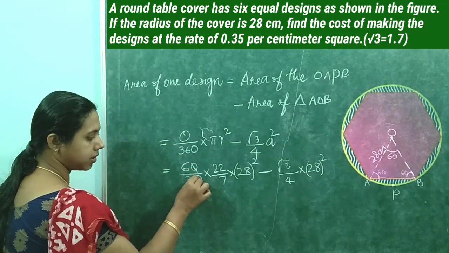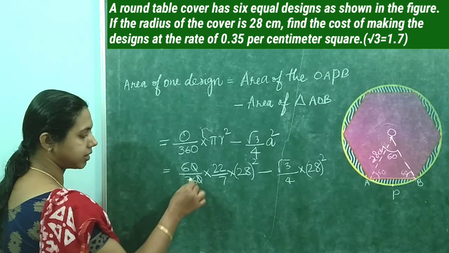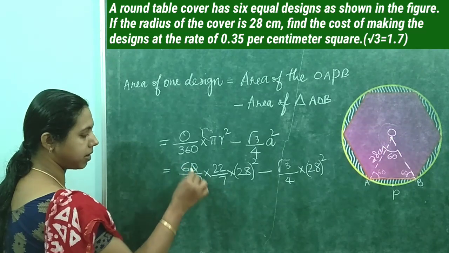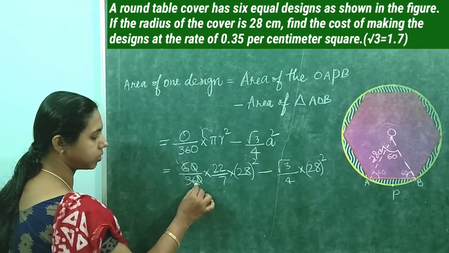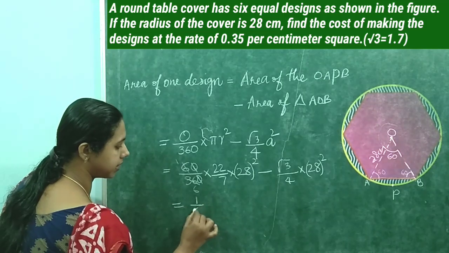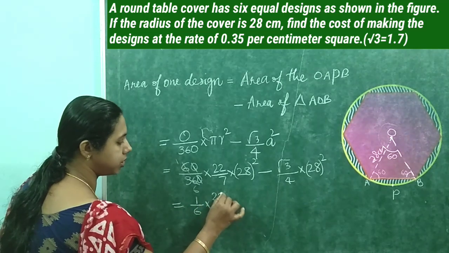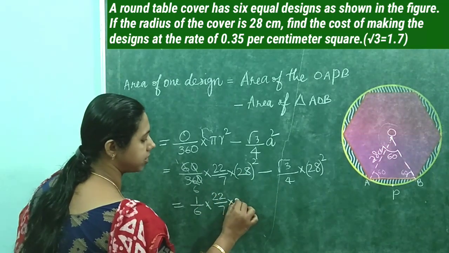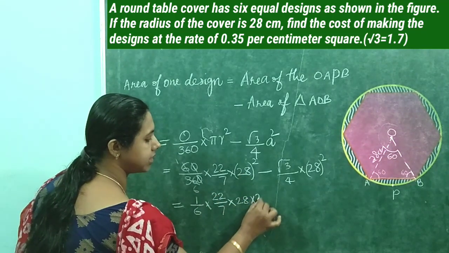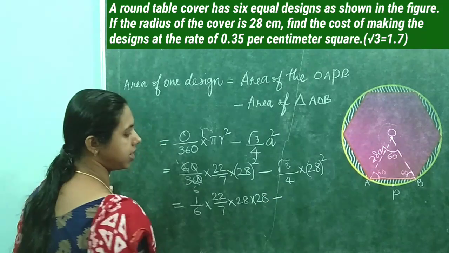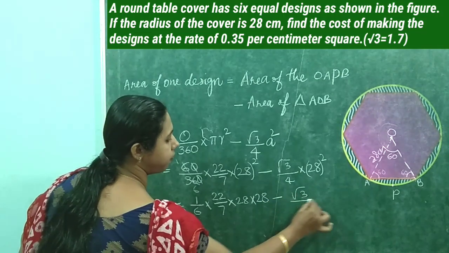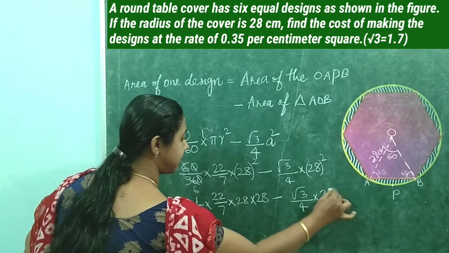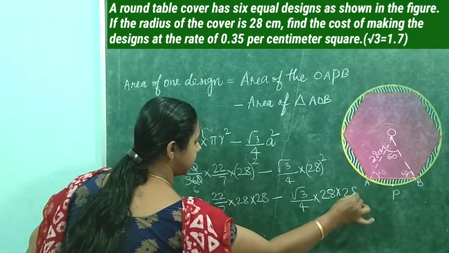Now here the zeros will be cancelled. In 60 by 360, 6 by 36 is equal to 1 by 6. So here 1 by 6 into 22 by 7 into 28 whole square, we can write as 28 into 28, minus root 3 by 4 into 28 into 28.